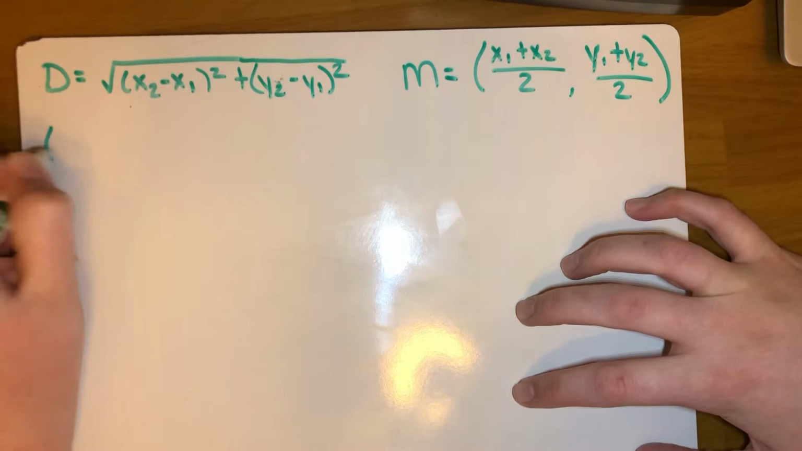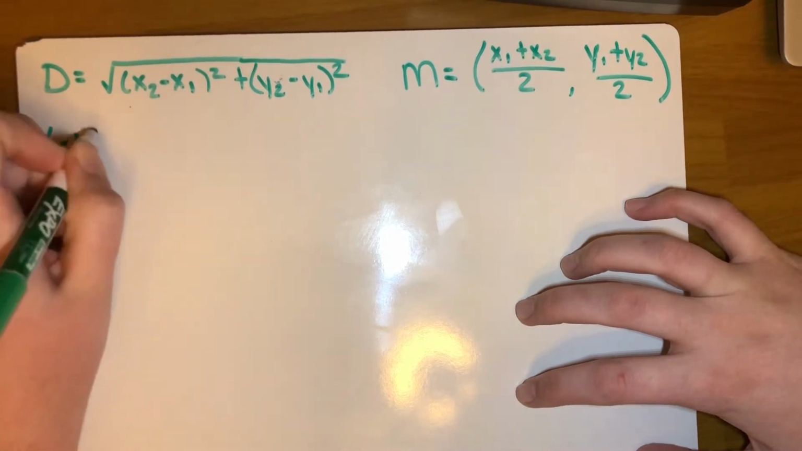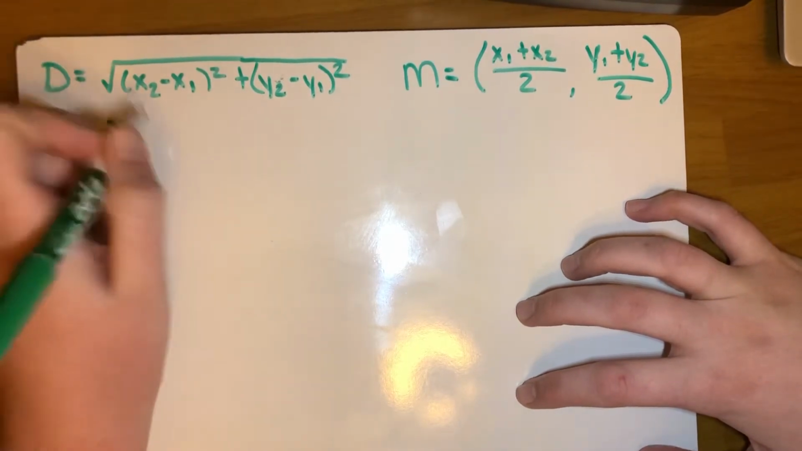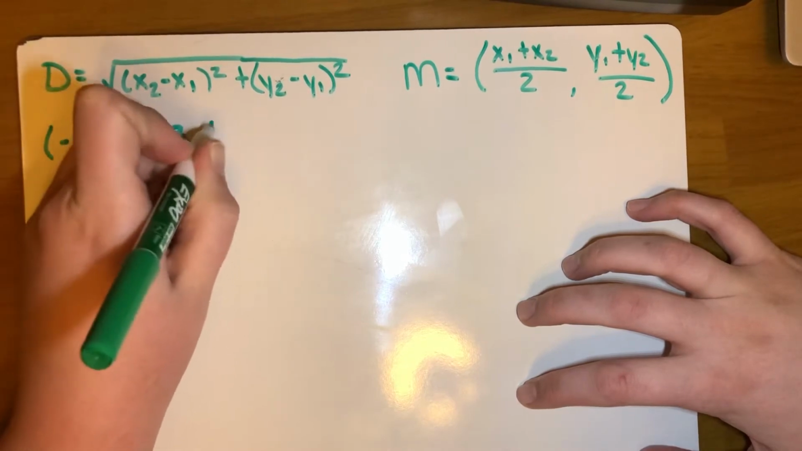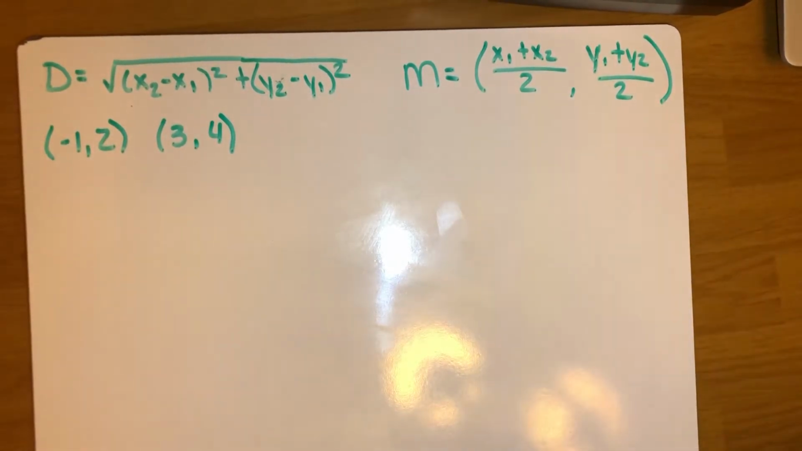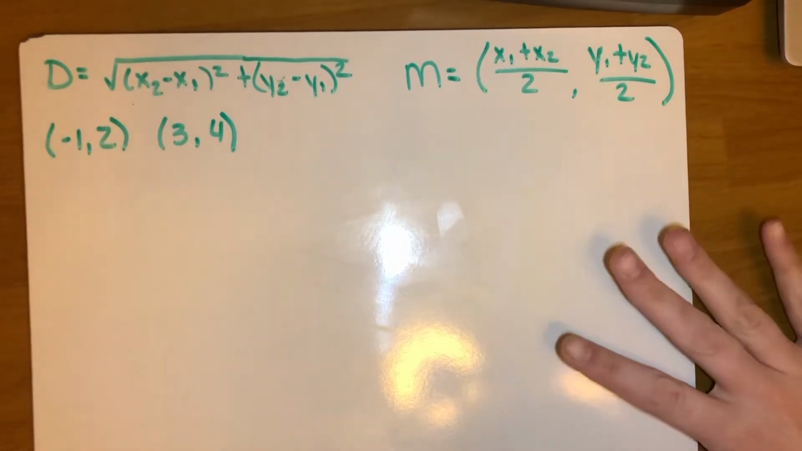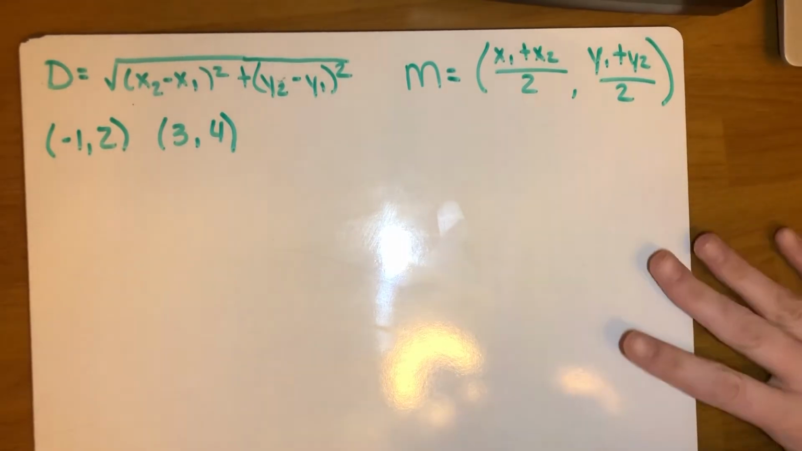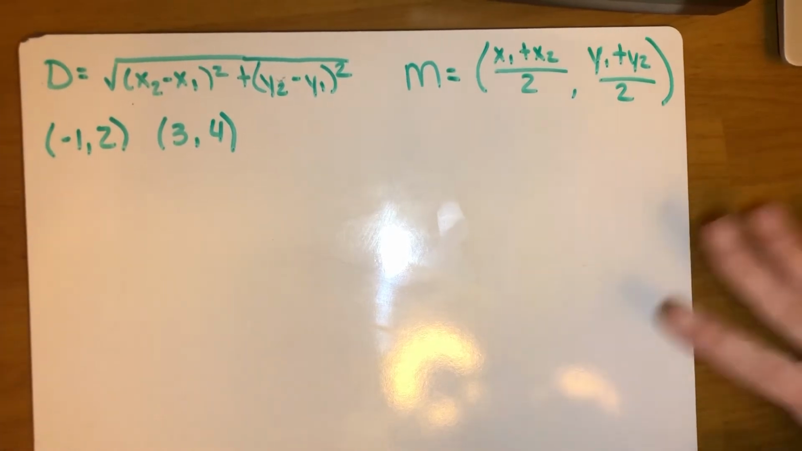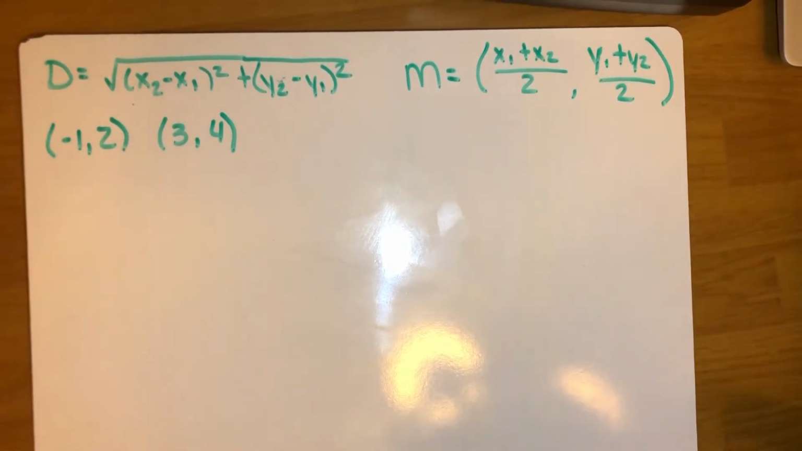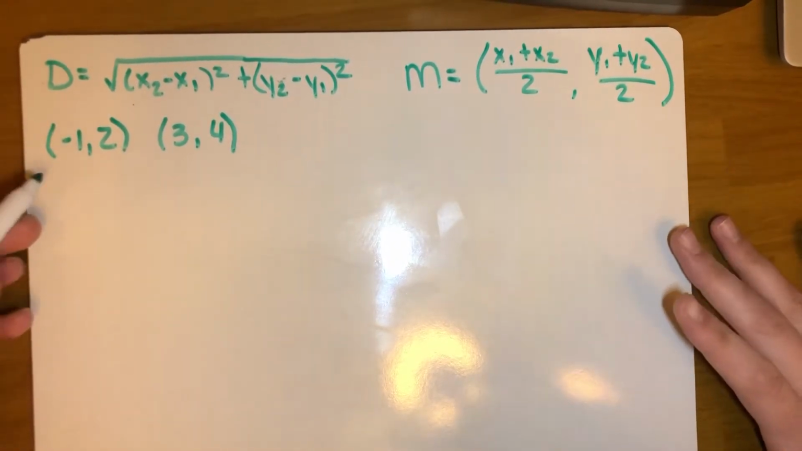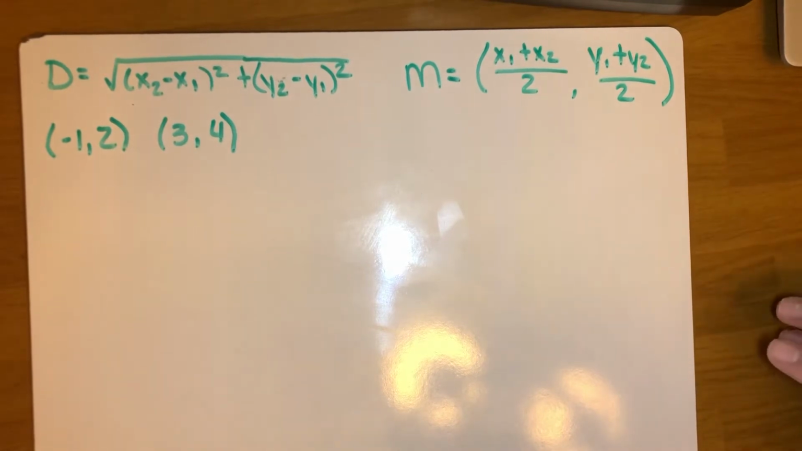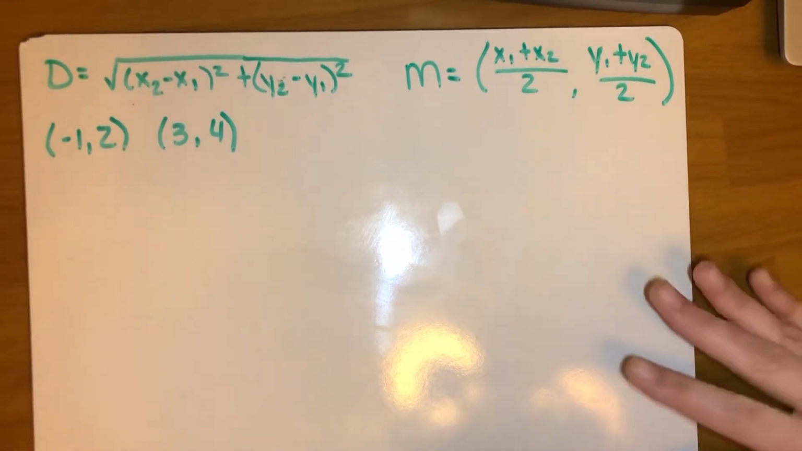Okay, so let's take a point. I'm just going to make one up. This one's probably not on your worksheet anywhere. All right, so let's take the points (-1, 2) and (3, 4). To solve this problem for the distance formula, first thing I need to do is decide which of these numbers are x1, y1, and which ones are x2, y2. Keep in mind that every time we write an ordered pair of a point, the first number is the x, second number is the y.